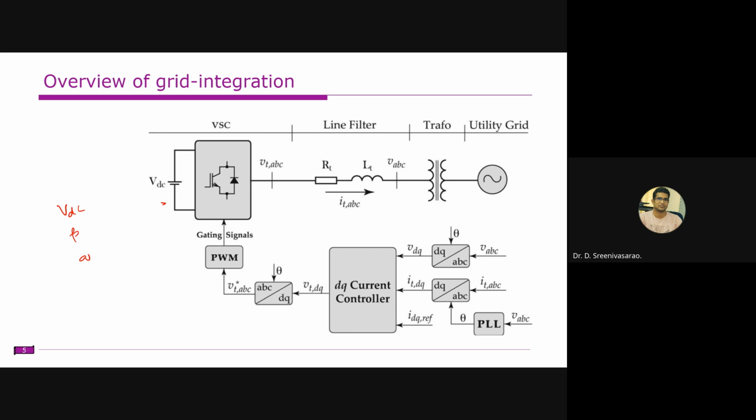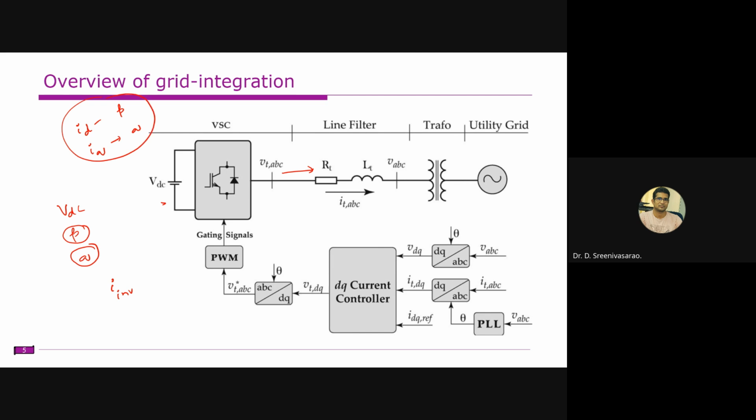So the meaning is that when you decouple the currents, whether the grid side currents or the inverter currents, and transform into the DQ reference frame, there is a possibility that we can individually control the active and the reactive power. Usually the direct axis current ID controls the active power, and IQ usually controls the reactive power Q.